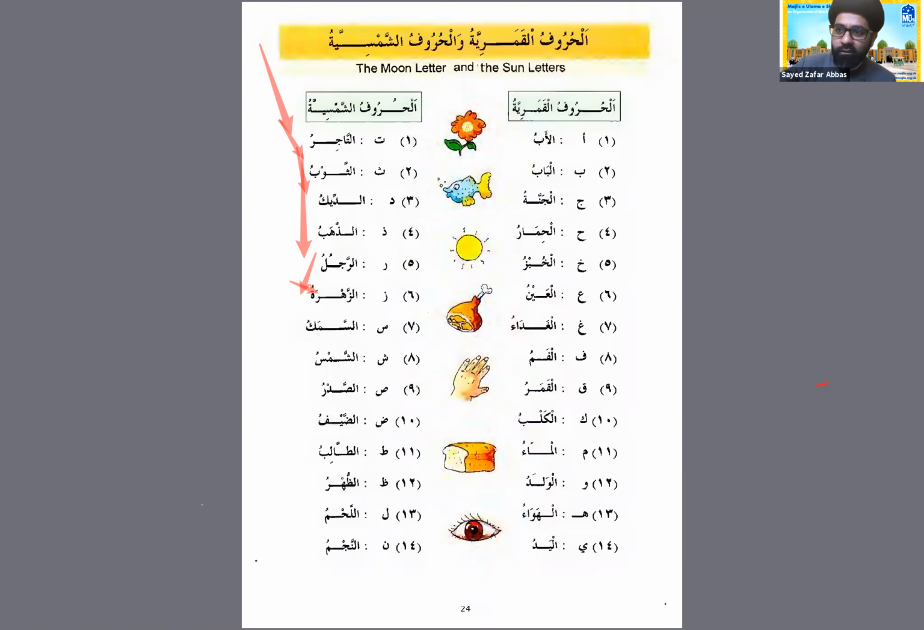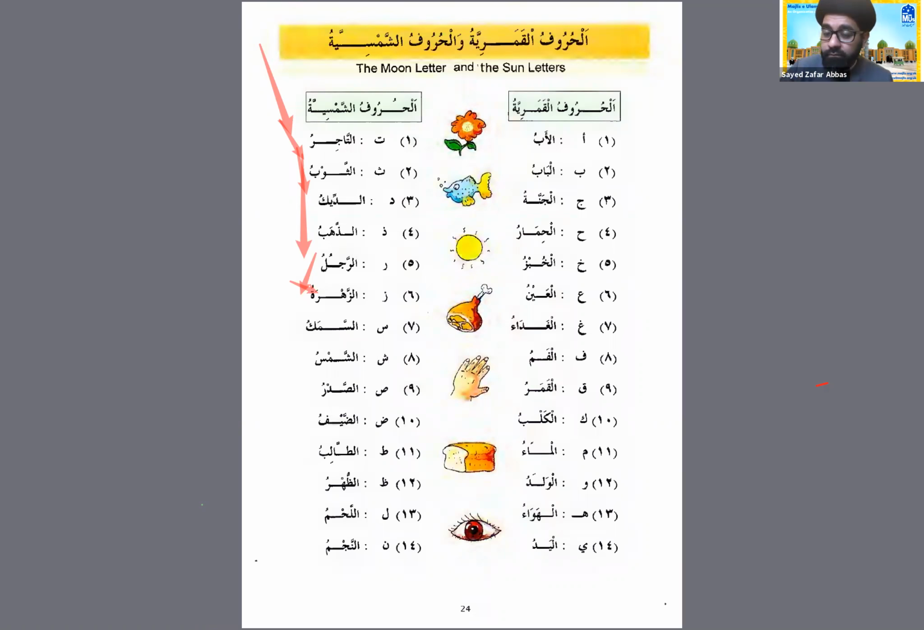Thank you. And then can we have Andalib for number 7? السمك. As-Samaku. And do you know what that means? No. Okay, no worries. So As-Samaku means the fish. Well done. Thank you.